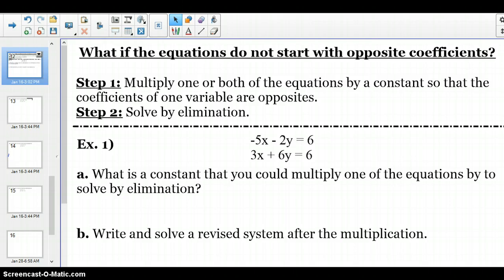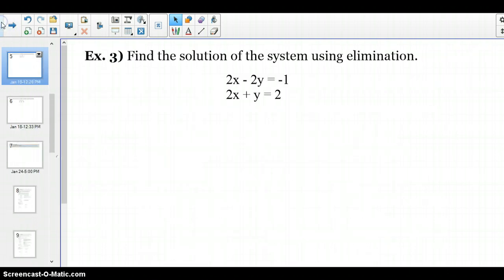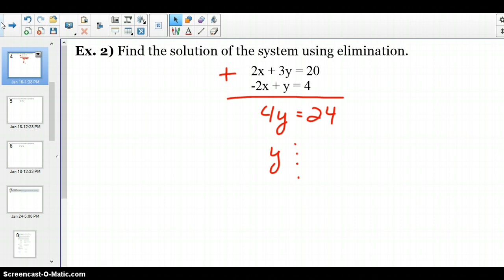Okay, today we're going to look at solving systems with elimination, but just maybe a little bit more complicated. Previously, last week, let's look at an example that we did, an easy one, like this one here. We added the two equations, solved by elimination.